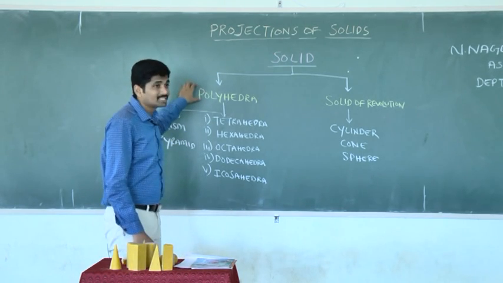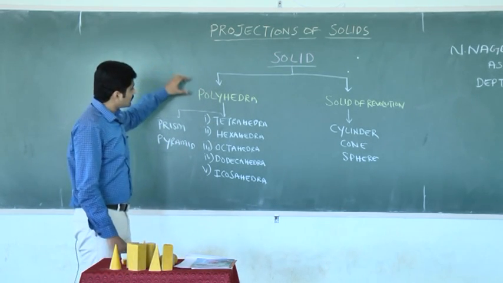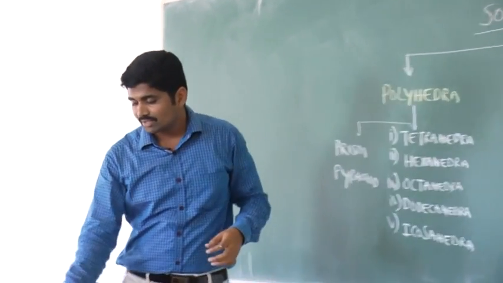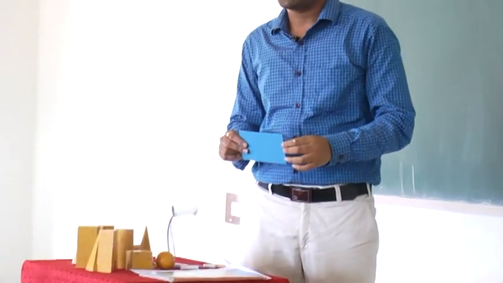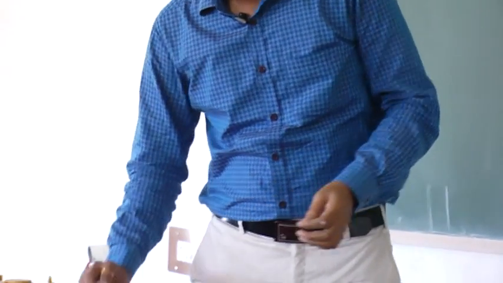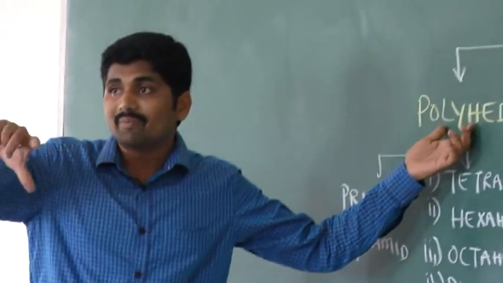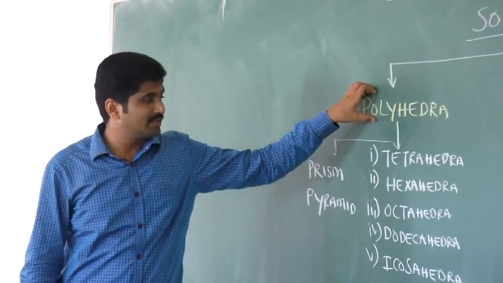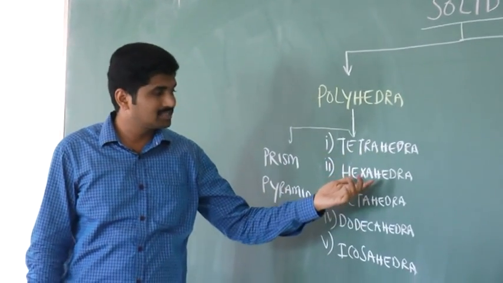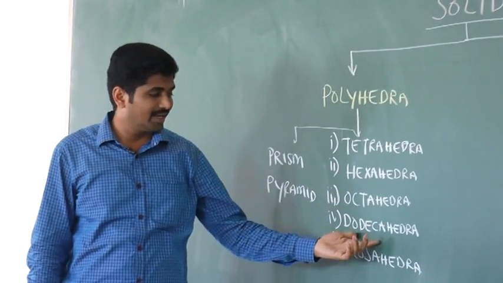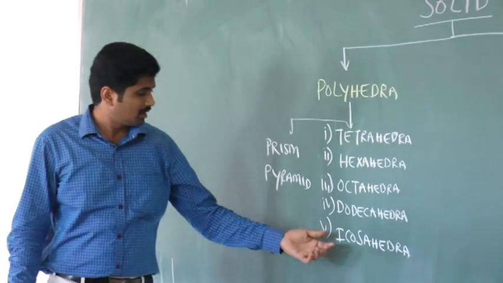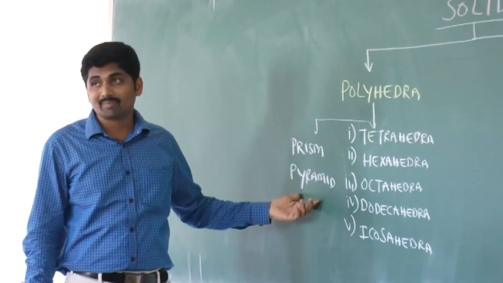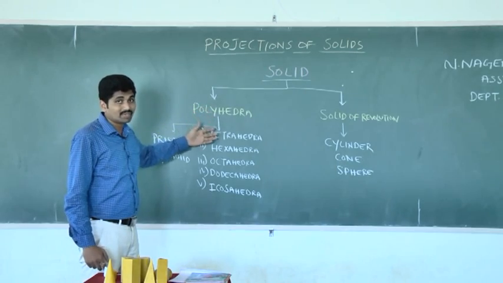First of all, we see what polyhedra is. A polyhedron is a solid which is bounded by plane figures. You already know a plane is a two-dimensional object. Polyhedra are again classified into tetrahedra, hexahedra, octahedra, dodecahedra, icosahedra, and another type of polyhedra is prisms and pyramids. These are one of the classifications of solids.